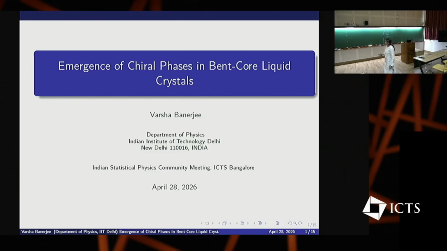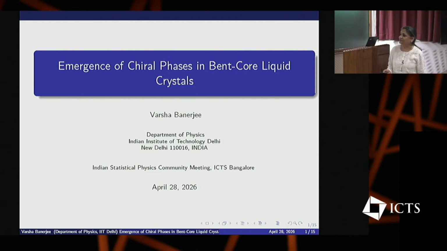So I'm going to talk about some work that has been going on in the group on liquid crystals. This time I'm going to talk about a different type of liquid crystals, and these are achiral objects. They're bent objects, and they give rise to some nice chiral phases.